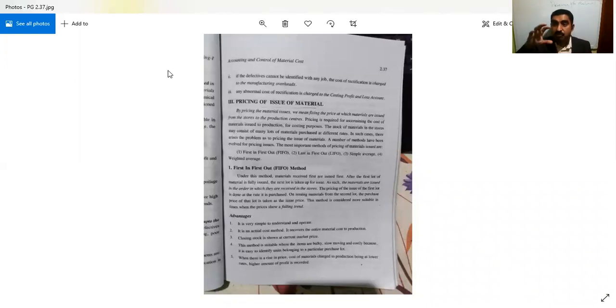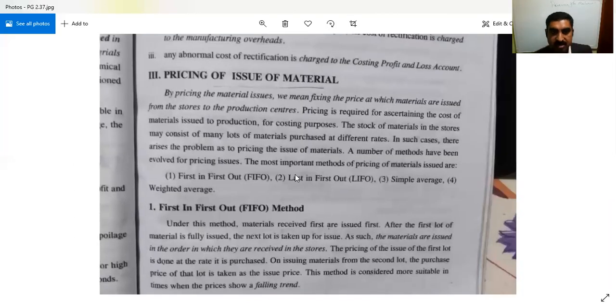For that purpose, what all aspects are there, or what all techniques with regard to that, we will see in detail. Pricing is required for ascertaining the cost of the materials issued to the production for costing purpose. The stock of the material in the stores may consist of many lots of materials purchased at different rates. In such cases, there arises the problem as to the pricing of the issue of material. So a number of methods have been evolved for pricing issue. The most important methods are, we will check into it in detail. That is very important. It will ask for 15 marks questions also.